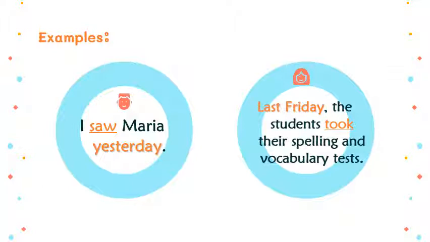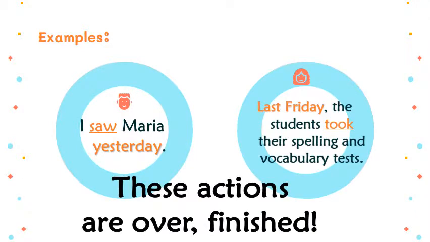Last Friday, the students took their spelling and vocabulary tests. So last Friday is the time word that shows me the action happened in the past. The action verb here is took. So these actions are over and finished in the past.